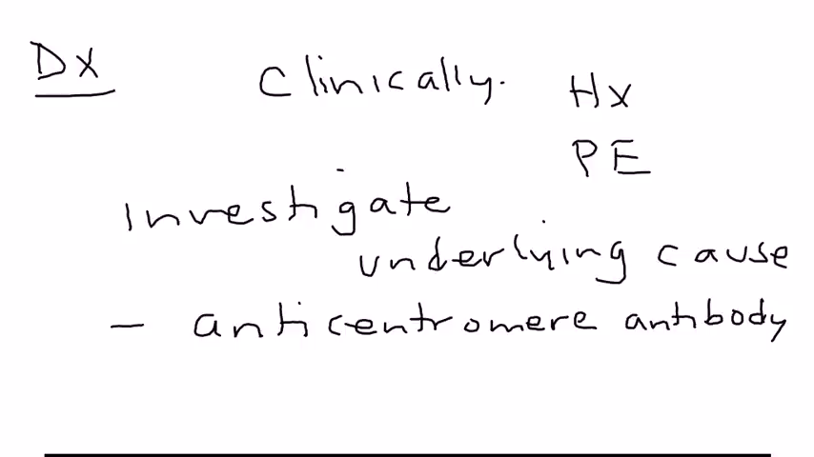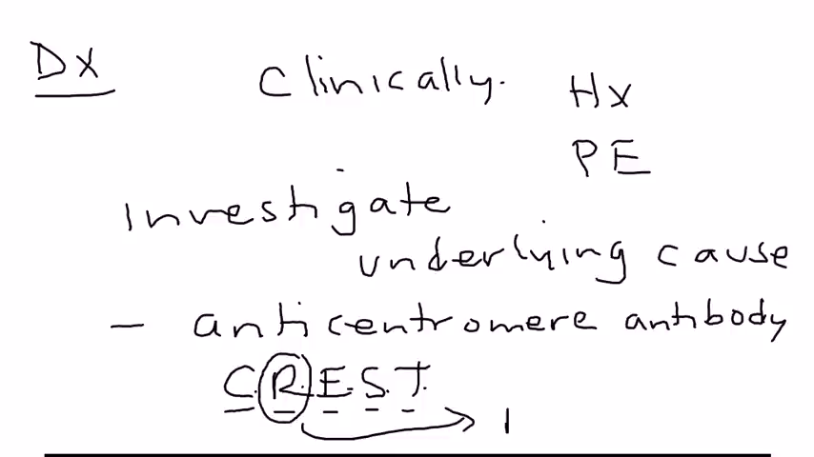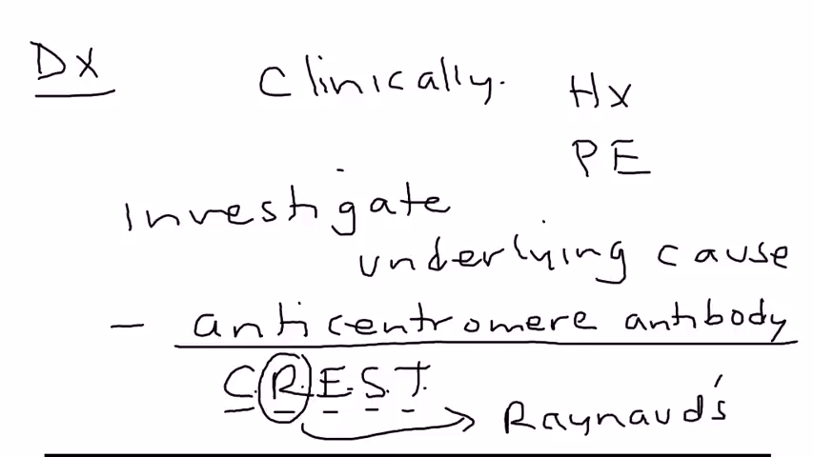The anti-centromere antibody is reported in a high percentage in patients with a disorder called CREST syndrome. And CREST syndrome is an acronym of 5 things. Each of these letters represents one thing, and the R represents Raynaud's syndrome. So that's an important one to remember for licensing exams.